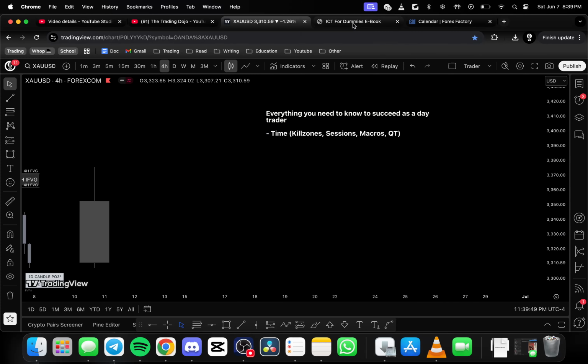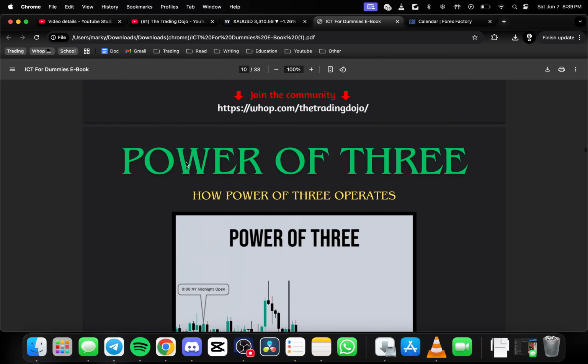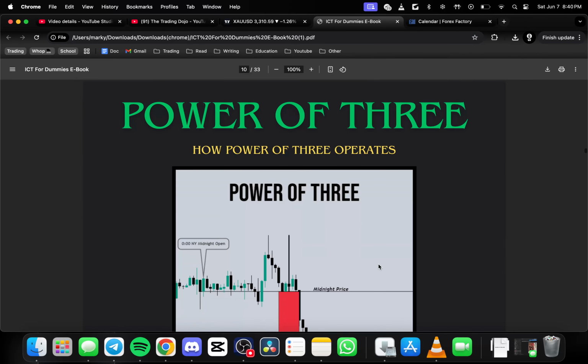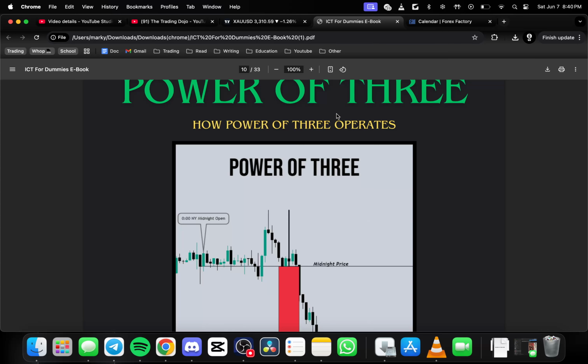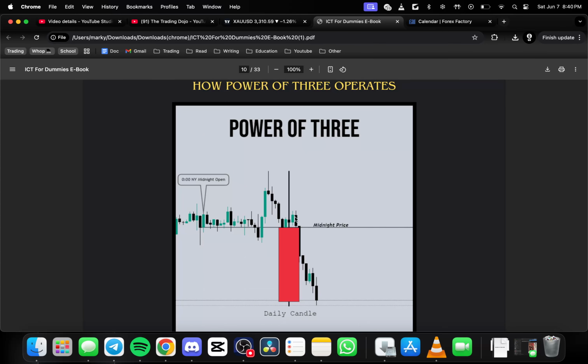Let's move into the second one, which is daily bias. Power of three is probably the most game-changing concept that I learned in order to identify the daily bias and figure out where the daily candle is going to go. Daily bias consists of these three stages, which is power of three, right? There are three different stages: accumulation, manipulation, and then the distribution, the expansion.